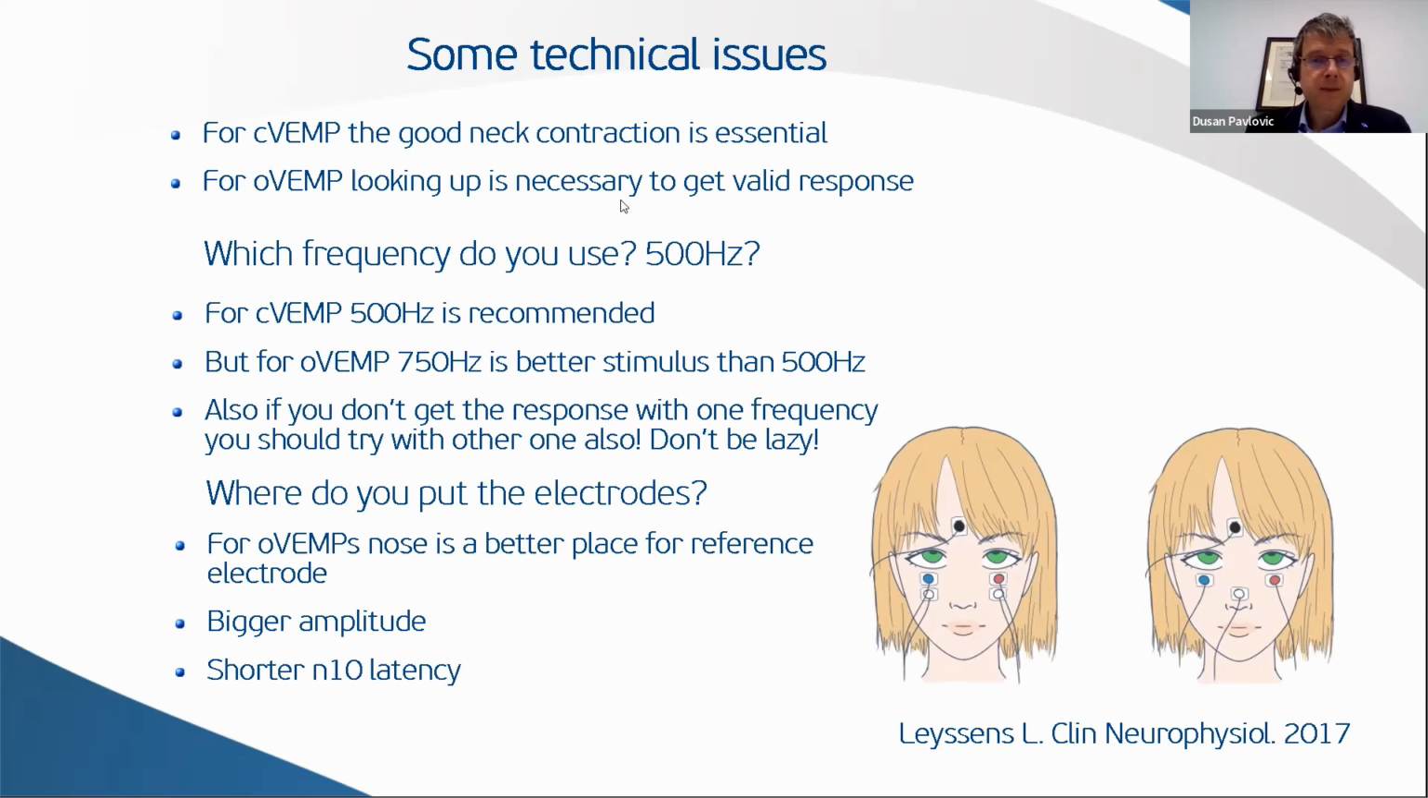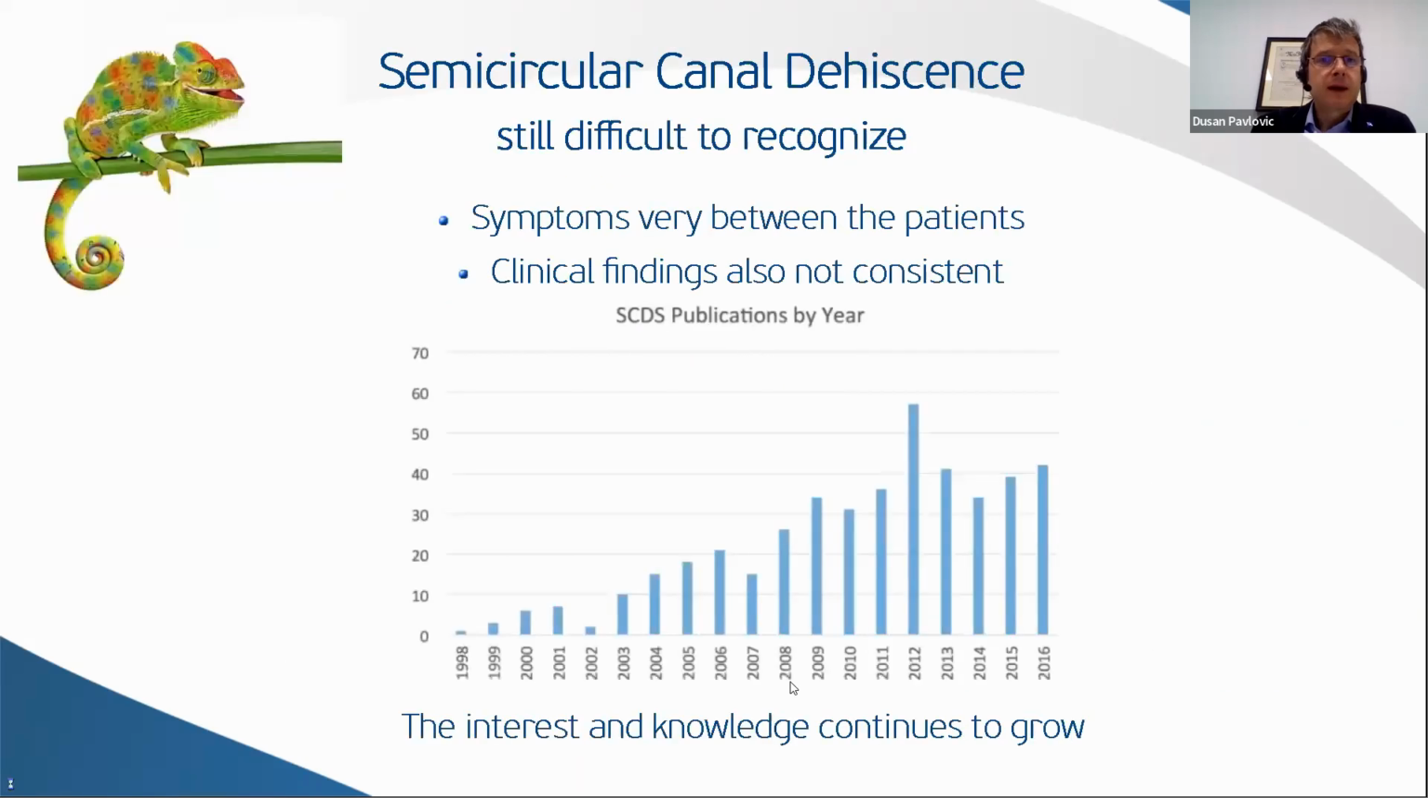Also, electrode placement is important, and I prefer to put the reference electrode on the tip of the nose. It's a place where you can get a better amplitude, a better response when you perform OVEMPs. Here is one study which actually documented that. Now we are moving to the clinical utility of this test.